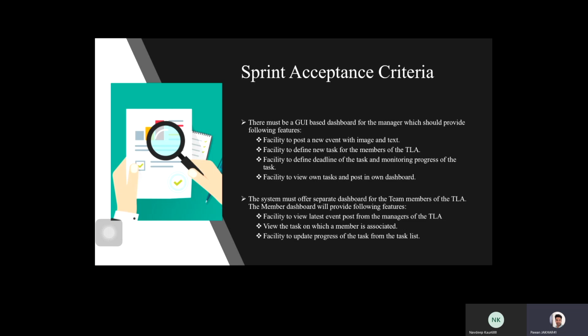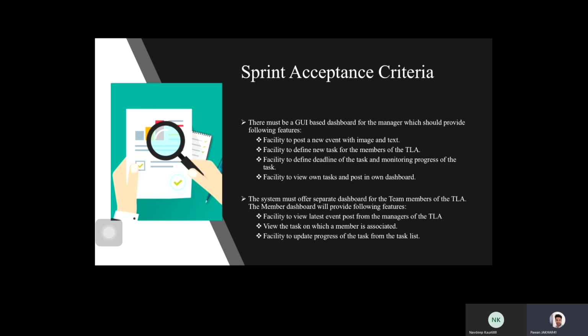The system must offer a separate dashboard for team members of the TLA. The member dashboard will provide the following features: view the latest event post from the manager of the TLA, view the tasks with which a member is associated, and facility to update progress of the task from the task list.